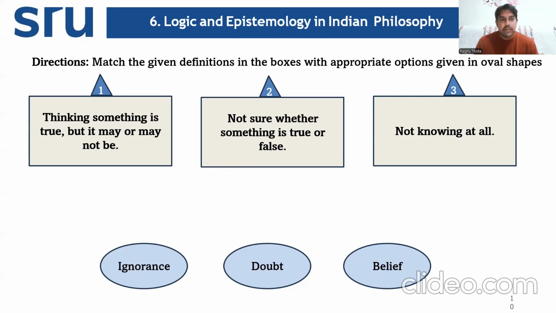I'm repeating for your understanding. What is box number 1 or definition 1? Thinking something is true, but it may or may not be true. This is definition 1. In the meantime, you can think of the right answers.